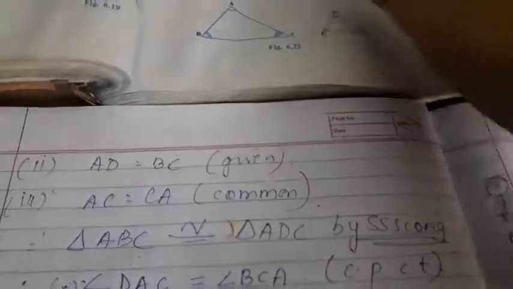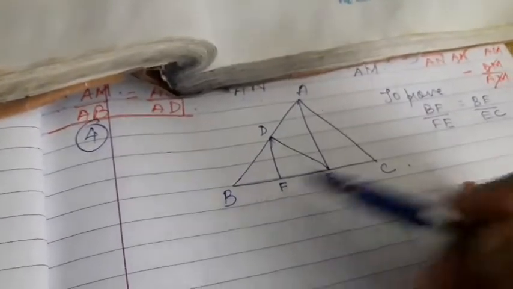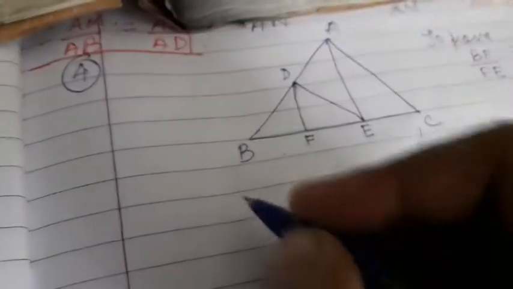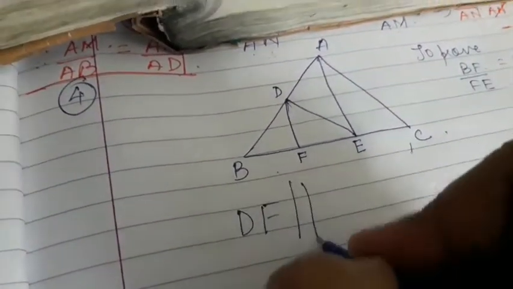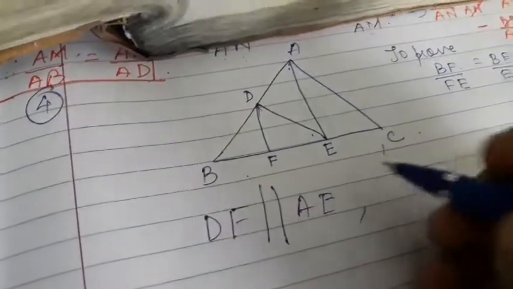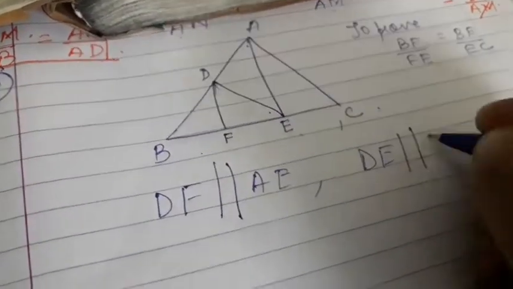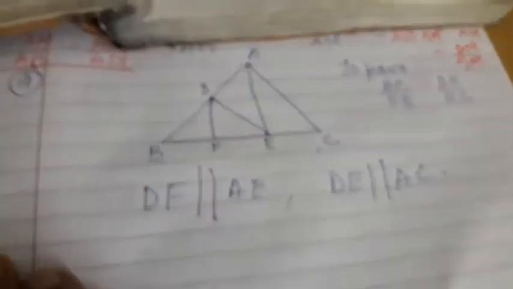I have drawn the figure. Let's start. In the figure, we know that this is A, B, C. DF is parallel to what? AE. Yes. And DE is parallel to AC. Now the same thing we can apply here.